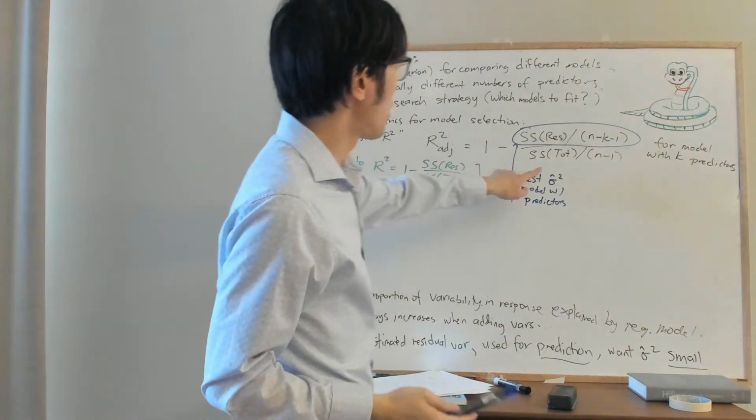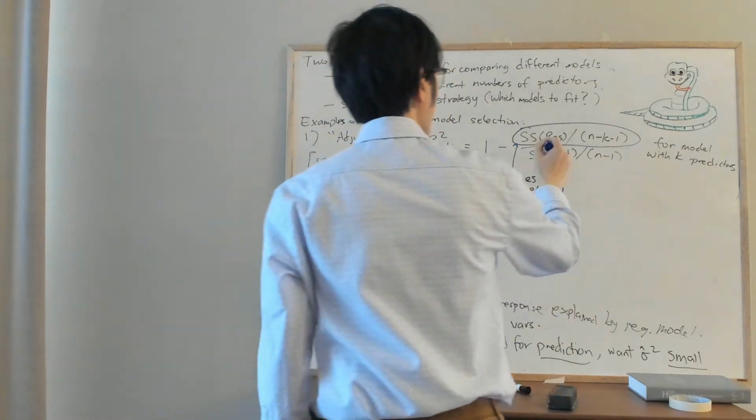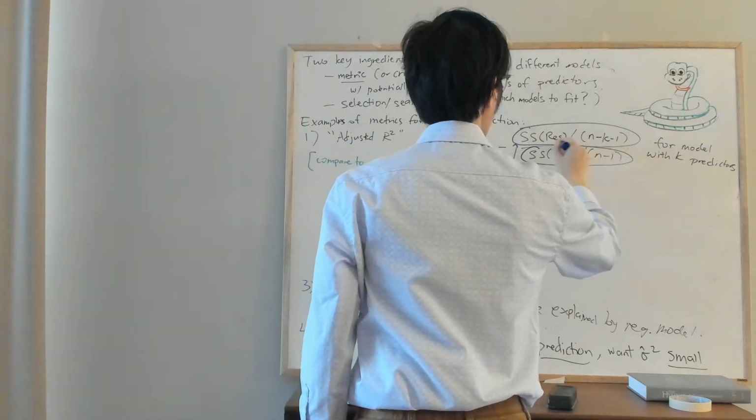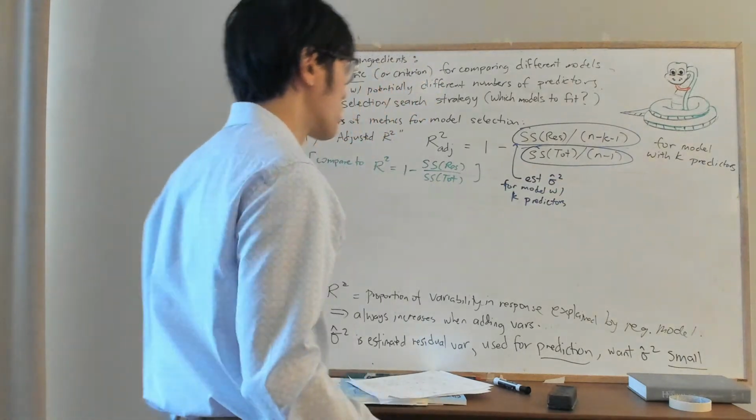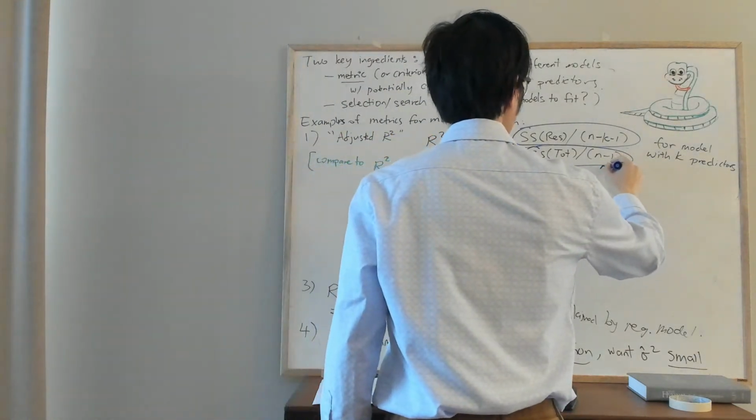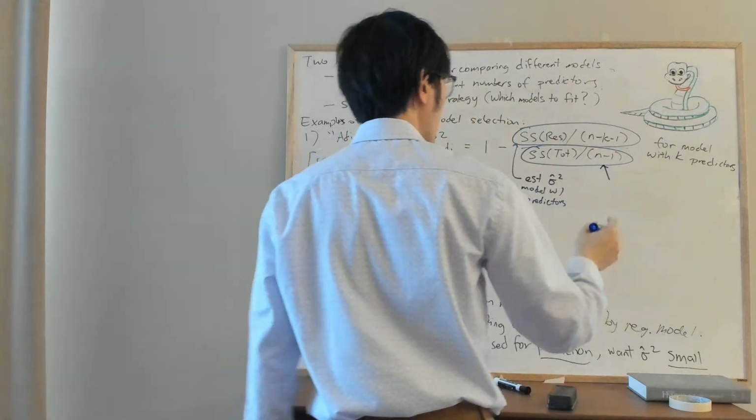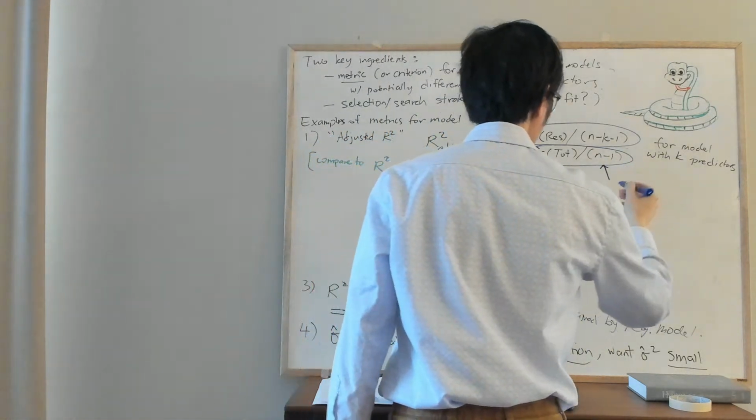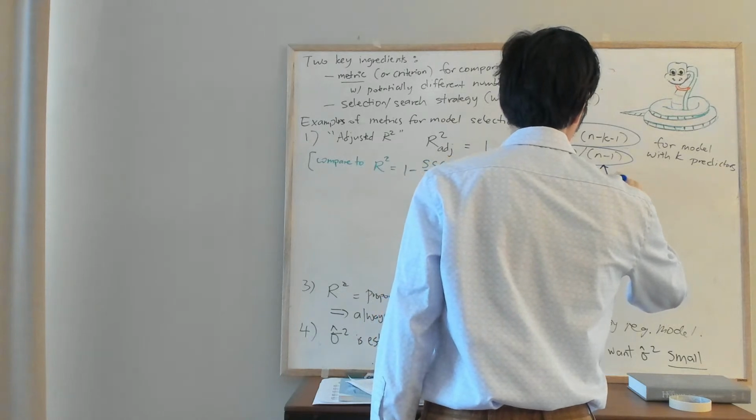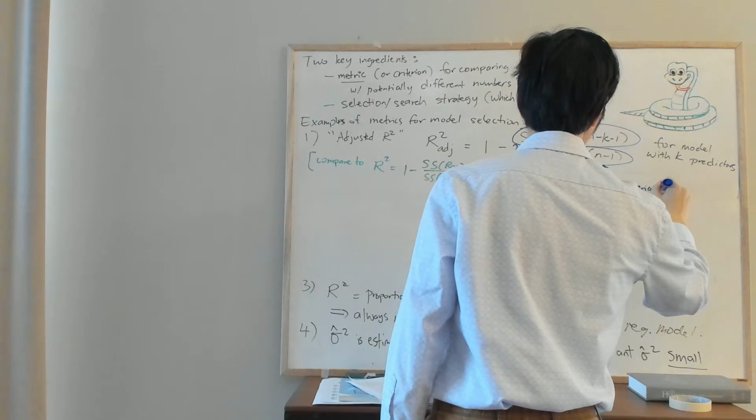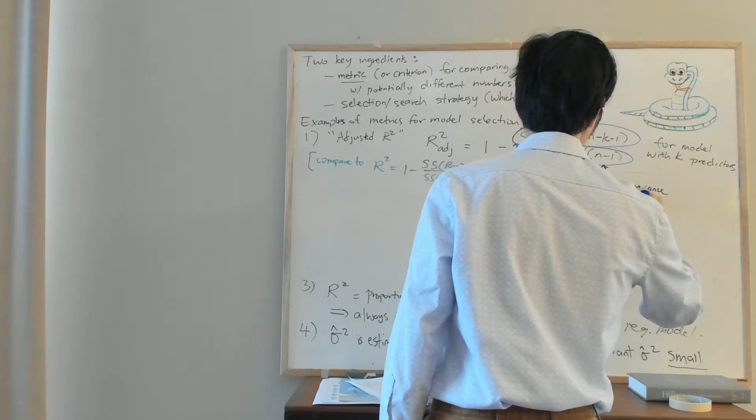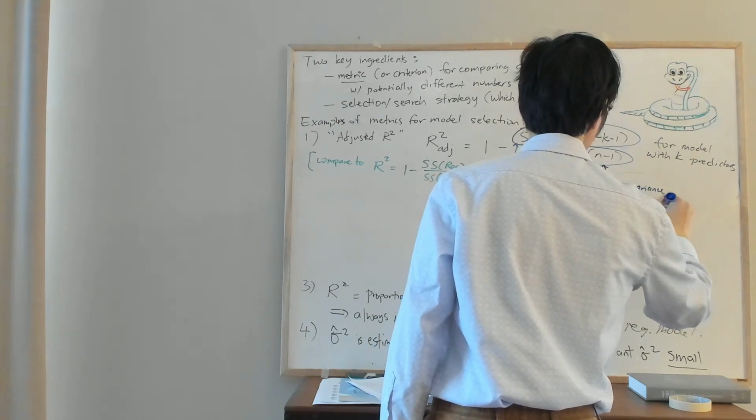And what do we have in the denominator? Sum of squares total over n minus 1. As we've seen in your first homework assignment, this is the sample variance of the responses.